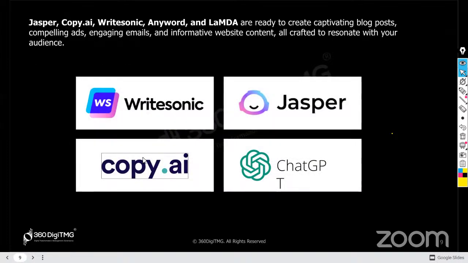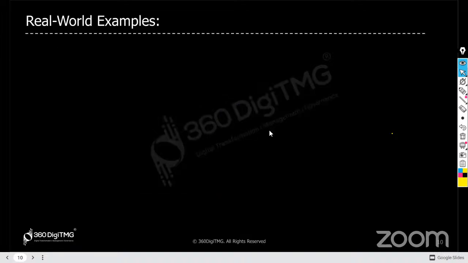So we have tools called Jasper, Copy AI, and Write Sonic. All of these are useful to create content related to your websites, engaging emails, or blog posts. All these websites are helpful for you to make your work effective and easy. So let's go into some real world examples.